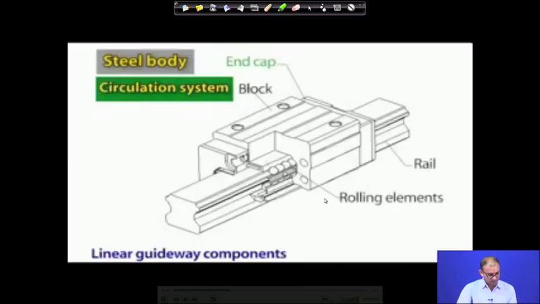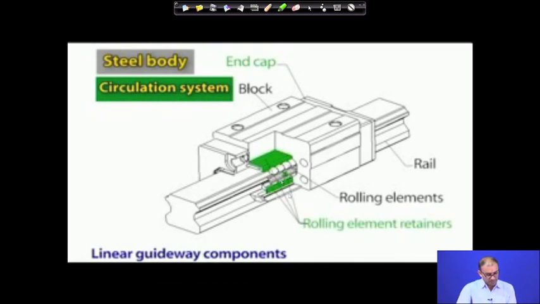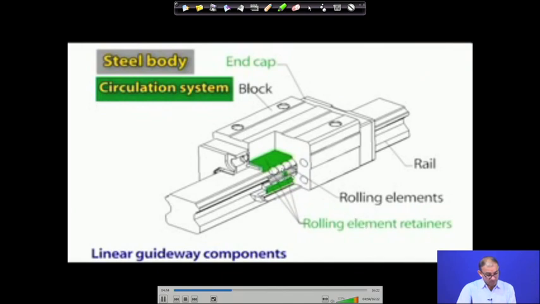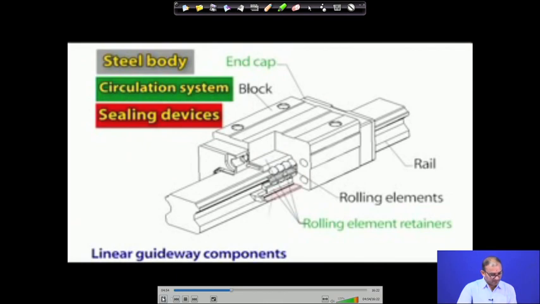Correct. So, this is the way this particular ball will move in that direction, and this is the rolling element retainer. Retainers are required because this particular retainer will make sure that the balls are not moving in any other direction.